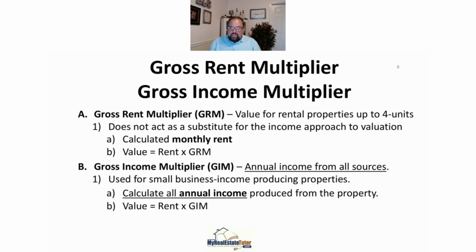And so if you look down at B1B, value equals rent times the GIM. Same thing with A1B, value equals rent times GRM, okay? Now, these don't act as a substitute for the income approach. If you've got a problem on the exam that's over 4 units, this is not what you use. If you've got single family, duplex, triplex, or fourplex, or some type of income producing property that's got a rent and income, then you're going to use the GIM, as this problem is. Okay, so just a quick review on the theory.